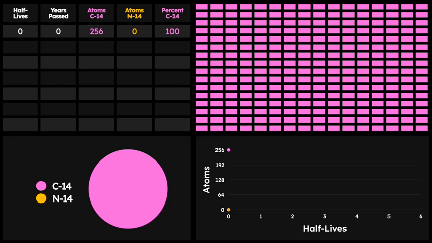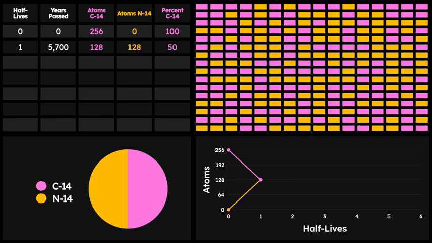But what if we fast forward 1 half-life? Now, 1 half-life has gone by, which for carbon-14 is 5,700 years. And let's look at what happened to the amount of carbon. We have cut it in half from 256 atoms down to 128. Now, those 128 that decayed didn't disappear, but rather they turned into the stable daughter product, nitrogen-14.